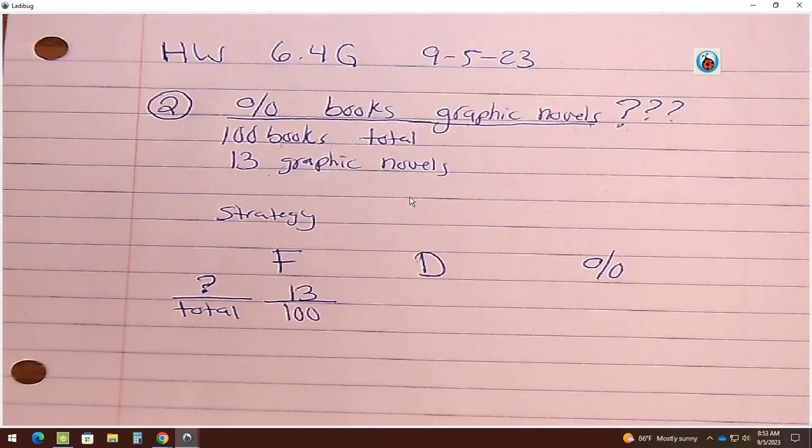Look at this question. What percent of books are not graphic novels? What would you do now? Would you still put the 13 on the top? No. How would you find the other ones? Subtract. Good job, Axel. You would subtract 100 minus 13 to find the others. Okay, very good.